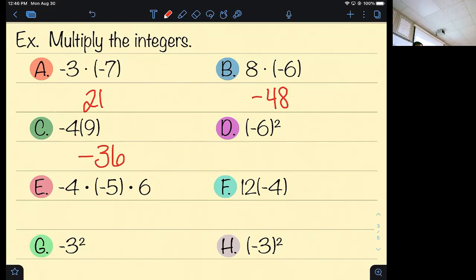Before I even do the math on this, you can tell me if it's going to be positive or negative. How many negative signs do you see? 2. Can 2 negatives pair up? They can't. So my answer will be... Hold on. If I have 2 negatives, will my answer be positive or negative? Yes, it'll be positive. We can tell that before we even do the math.